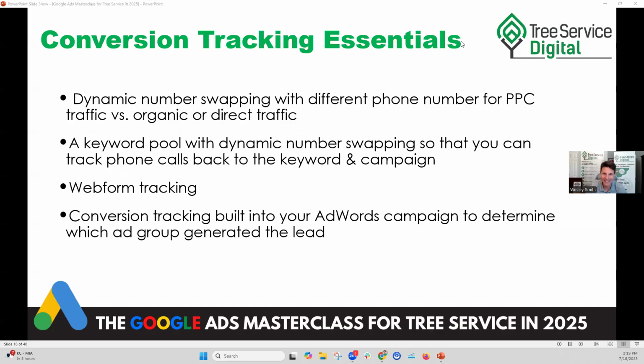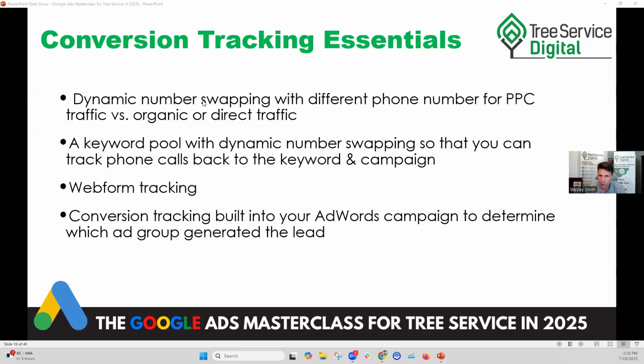Conversion tracking essentials. You want a dedicated phone number for the pay-per-click marketing campaign. That way you know every time this phone number rings, this phone number calls and forwards to your office, that's a Google Ads lead. There's no mixing it up with people that call from your Google Maps or people that call from your direct mail piece or people that just know your phone number. They're not going to call that Google Ads number. That Google Ads number is going to be clicked on and called only when they click on the ad. So you know how many leads you got from the Google Ads.